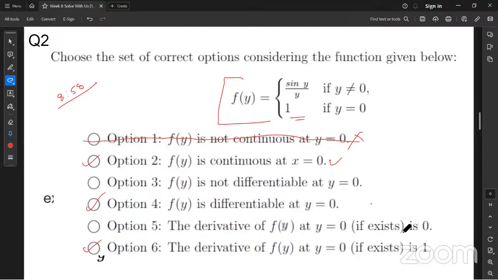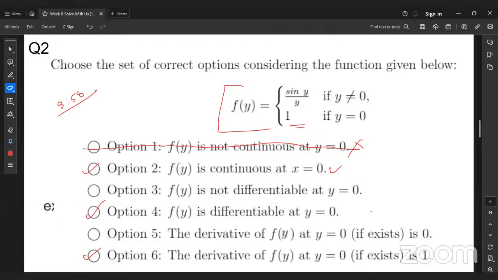What will be my derivative at y equals 0? So how will I find that derivative? By the formula. Which formula? The left hand derivative, like f of a plus h minus f of a by h, where limit h tends to 0. Exactly.